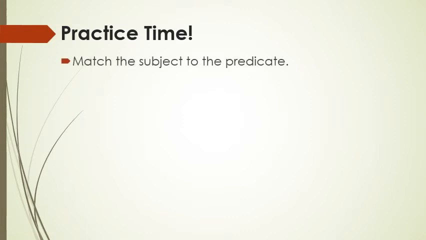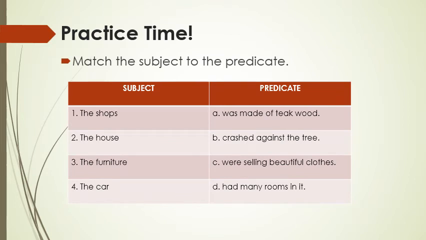So here is the question. Match the subject to the predicate. So we have two columns here. In one column we have the subject, whereas in the other column we have the predicate. In subject we have number 1, the shops, number 2, the house, number 3, the furniture, and number 4, the car. And in the predicate we have A, was made of teak wood, B, crashed against the tree, C, was selling beautiful clothes, and D, had many rooms in it.